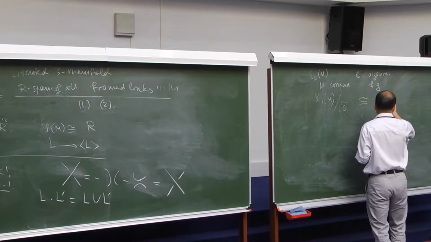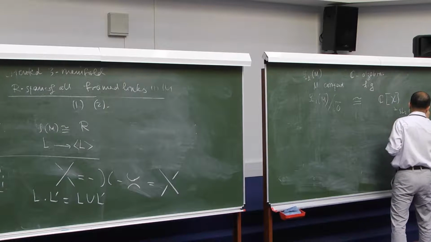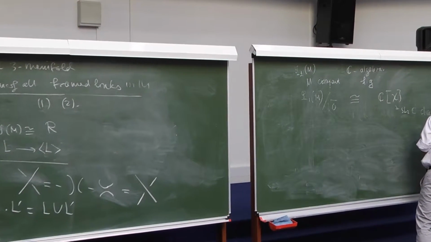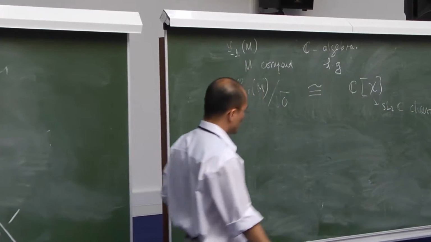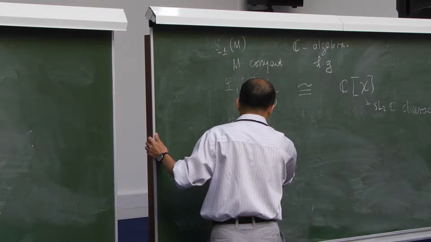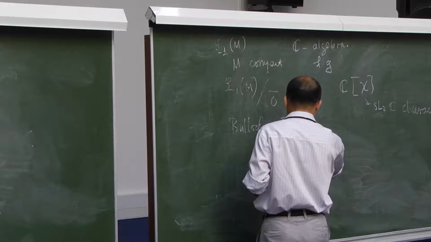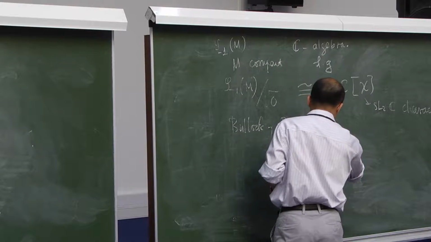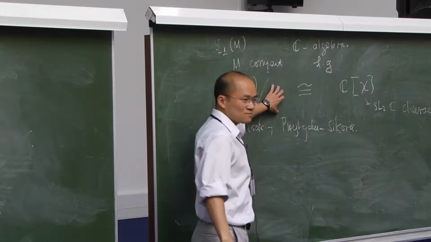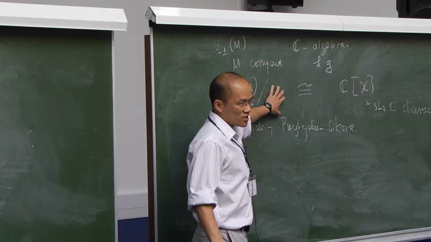So this is canonically isomorphic to the ring of regular functions on the SL2C character variety of the fundamental group of the three-manifold. Okay, this is a result which I think was proved by Bullock and independently by Przytycki and Sikora. Well, even if you don't divide by the nilradical, you get the so-called universal character variety algebra.